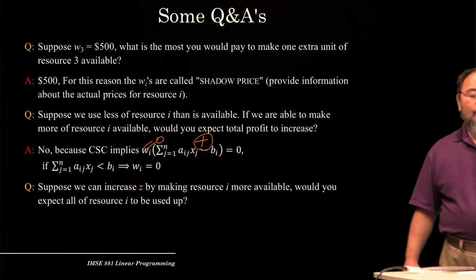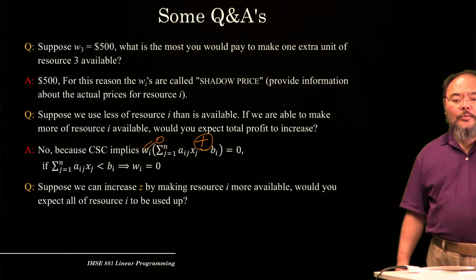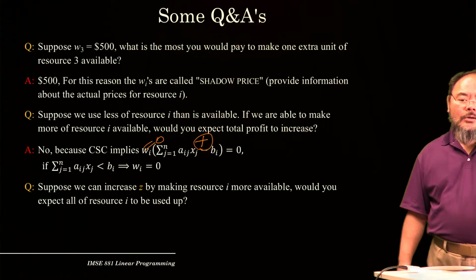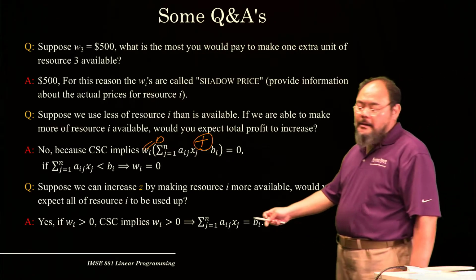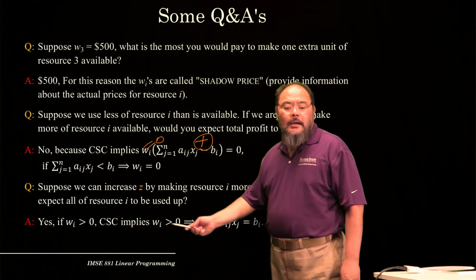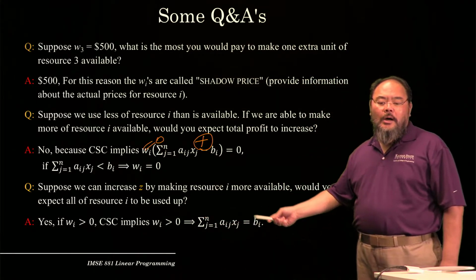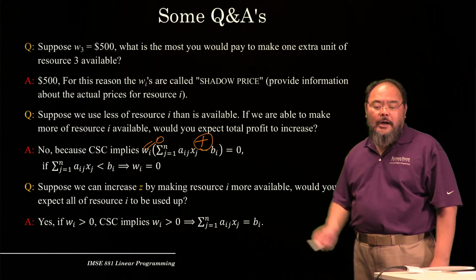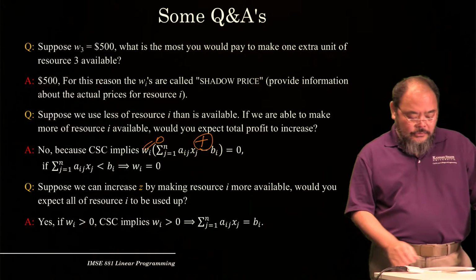Would you expect all the resource i are currently used up already? Of course. If I can increase my objective function value by making more resource i available, meaning currently it is used up. So if omega i is greater than 0, based on the complementary slackness condition, the equality condition holds for primal constraint i. So that means resource i is currently used up.